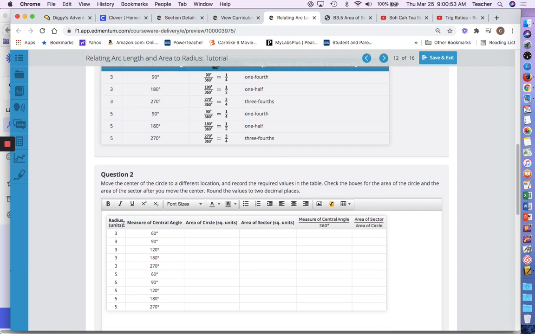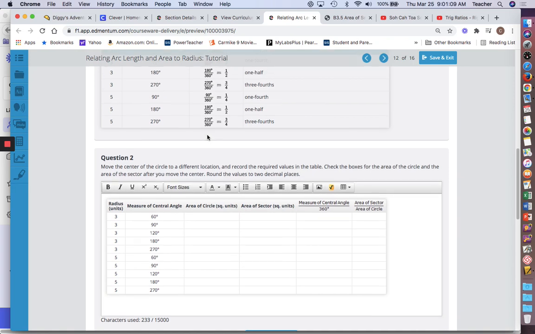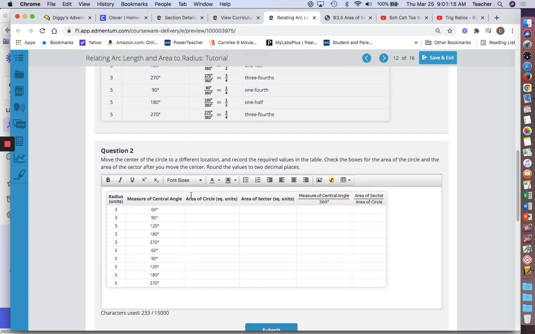Woo, woo. All right, question 2. Move the center of the circle to a different location and record the required values in the table. Check the boxes of this. I'm not sure what this is going to make a difference. Oh, my bad. We're not doing the arc again. Excuse me. We're doing the area. Different problem. I apologize.